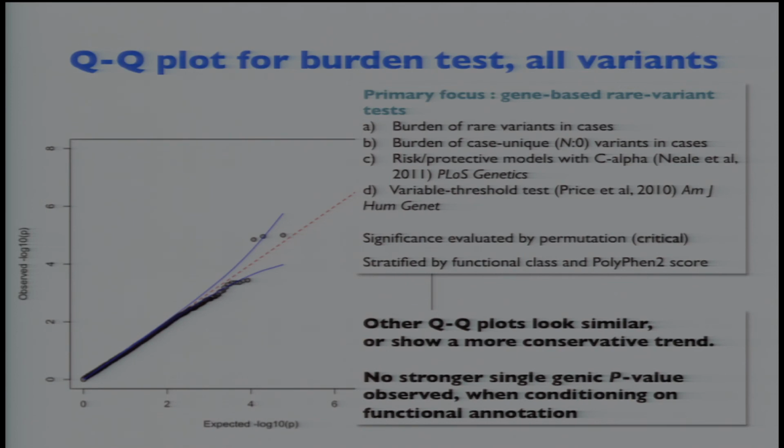So where we are right now is that there is no really strong single genic locus in our initial look at the data, even if we condition on PolyPhen functionality or any of the traditional things that are done in the literature.